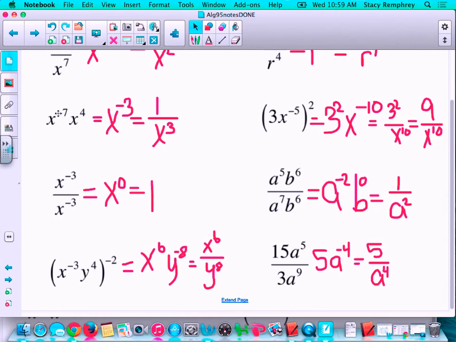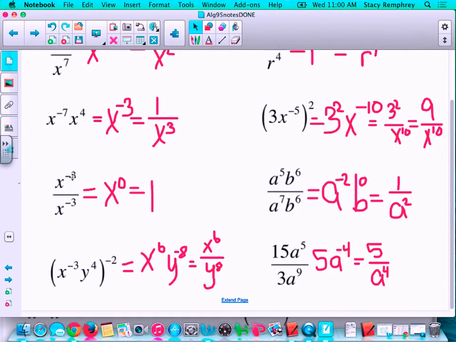In this problem, I added -7 plus 4 because I'm multiplying. -7 plus 4 is -3. X to the -3 can be rewritten as 1 over x cubed. In this one, I made sure to square the 3 and to multiply the -5 and 2. Now, I left it like this because anything with a positive exponent, you see the 3, is that a positive or a negative exponent? That's a positive, so it goes on the top of the fraction. The x has a negative exponent. That goes to the bottom of the fraction. So that just helps me sort them. And then I squared the 3, which was 9.